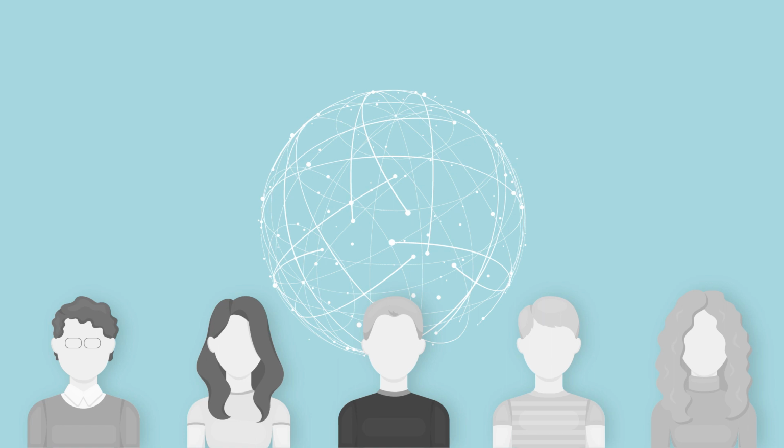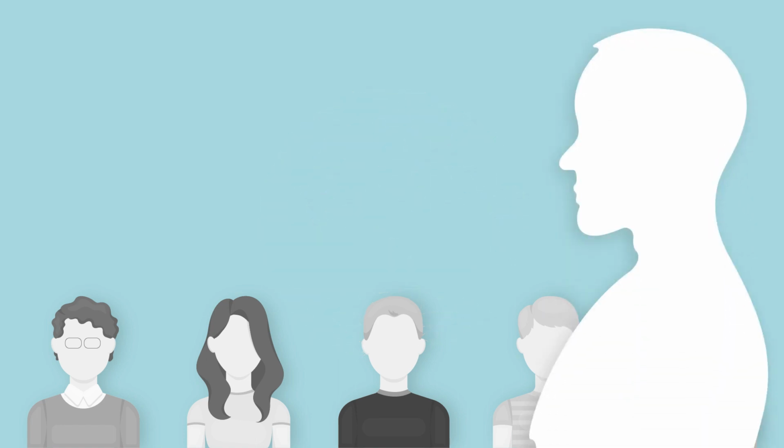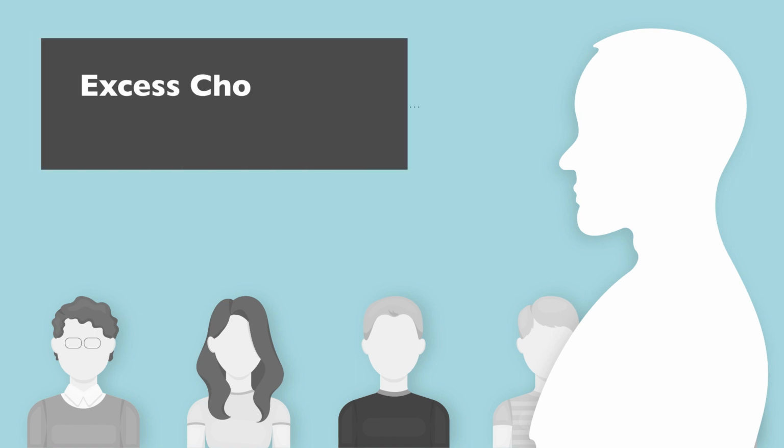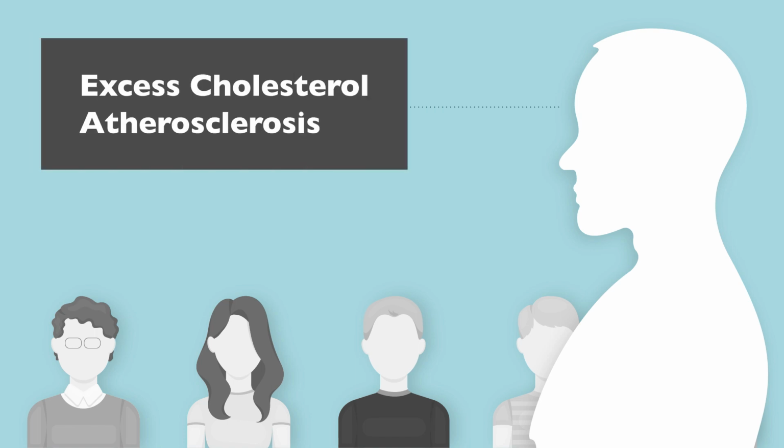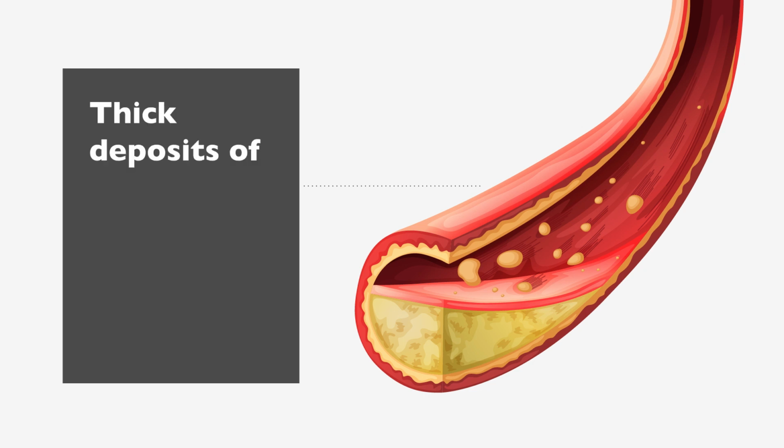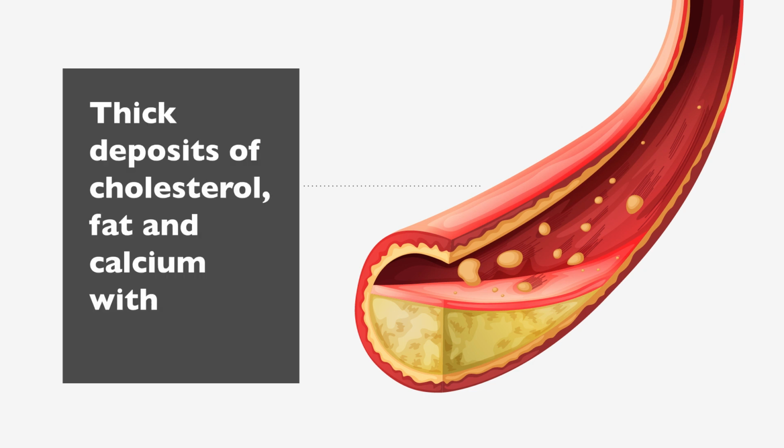In one line of research, Professor Bukrinsky and his collaborators explored why people with HIV are prone to excess cholesterol and atherosclerosis, characterized by thick deposits of cholesterol, fat, and calcium within an artery, and thus risk of cardiovascular disease.